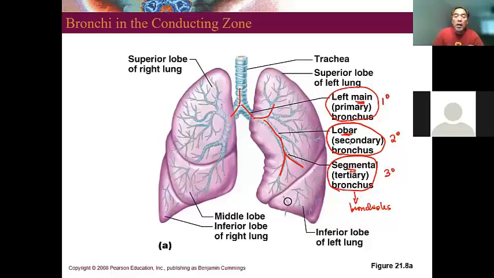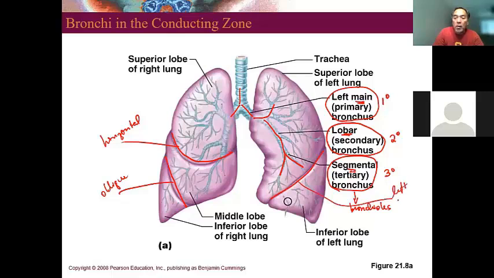Now take a look at the lobes of the lung. The lobes of the lung on the right are made out of three, because it has two fissures. This is called the horizontal fissure, which only exists on the right, and this is an oblique fissure, which exists on both. So you have a right oblique and horizontal, and then you have a left oblique.